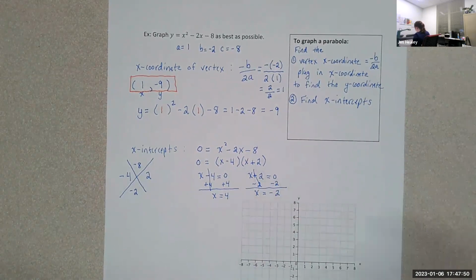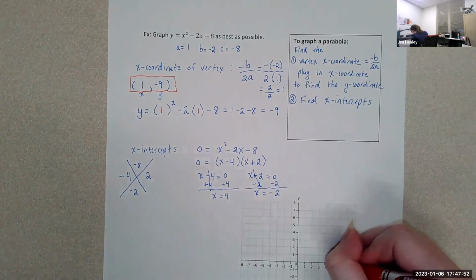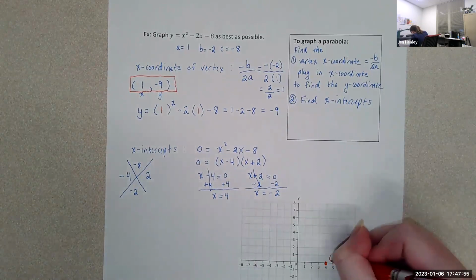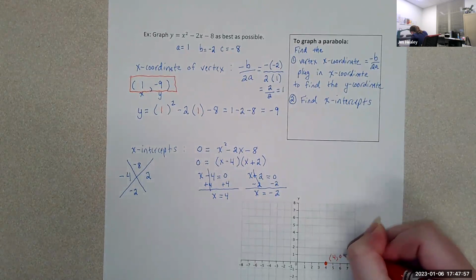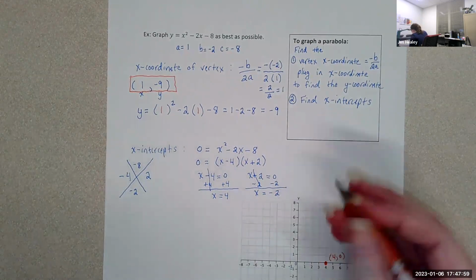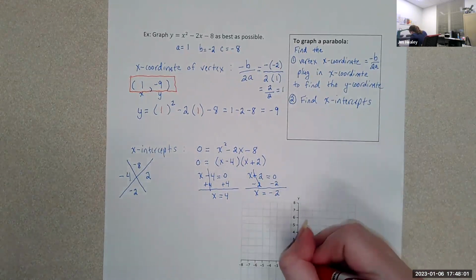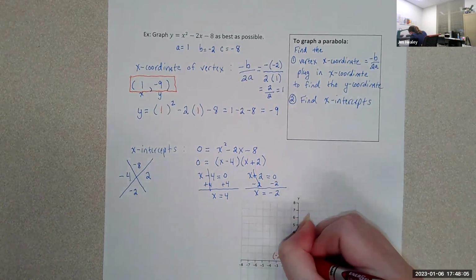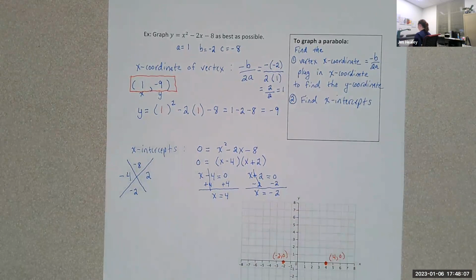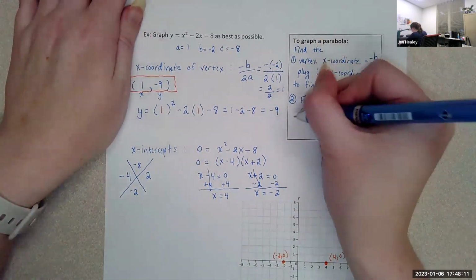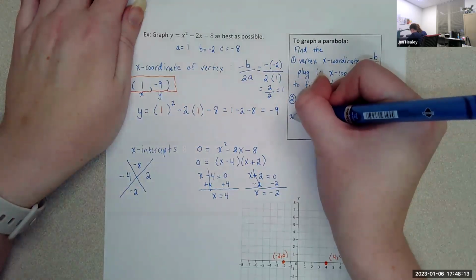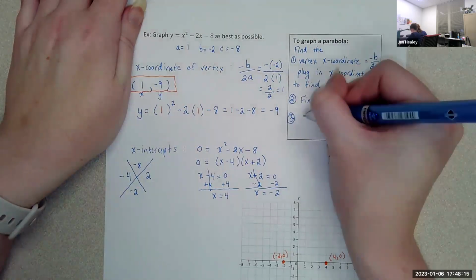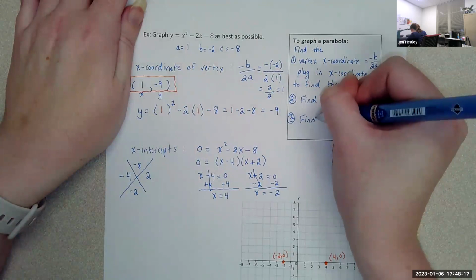So if I come over on my x-axis to 4, this is at 4, 0. And then my other one's at -2, so I'm going to come backwards to -2. That's at -2, 0. And so then we want to find the y-intercept. So, sorry, number 3 is find the y-intercept.